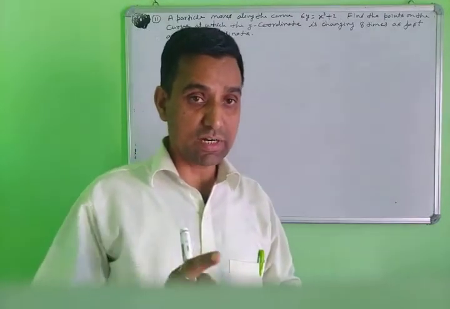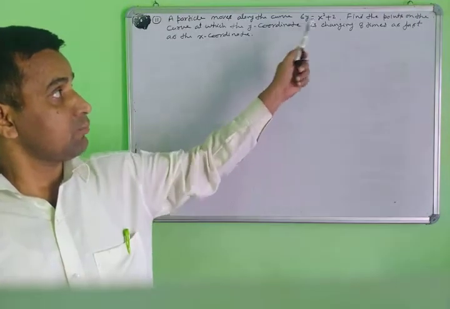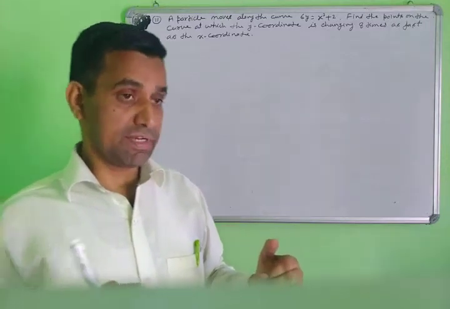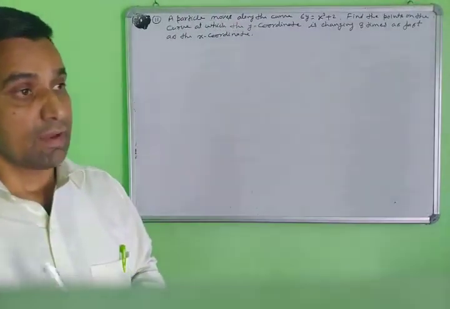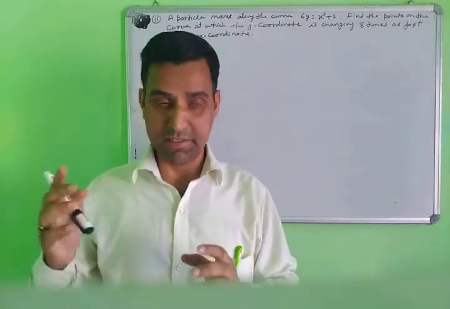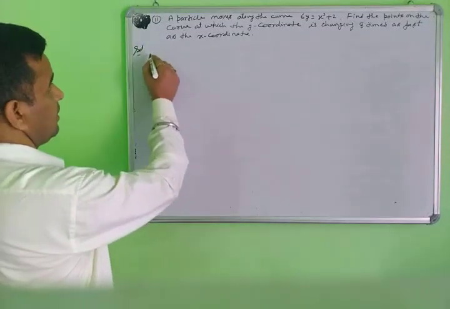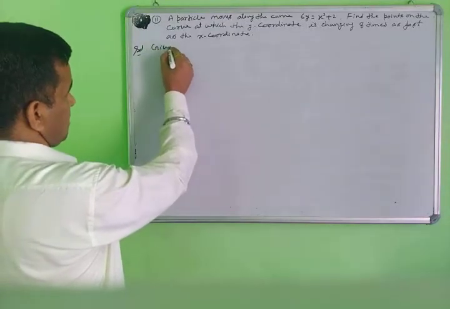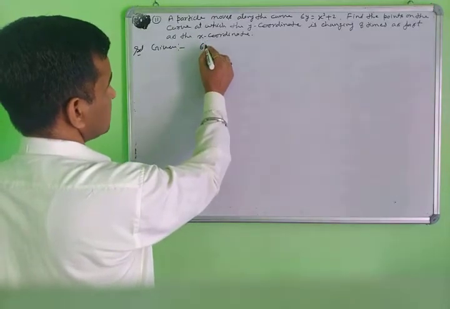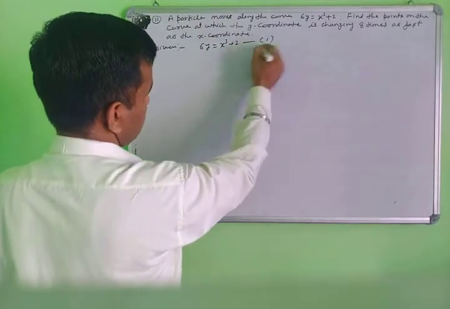Here x and y are moving with respect to time; no other parameter is given. So the relation will come with respect to time t. Now note down what things are given. First, the given things. The curve: 6y equals x cube plus 2. This is the curve first given.